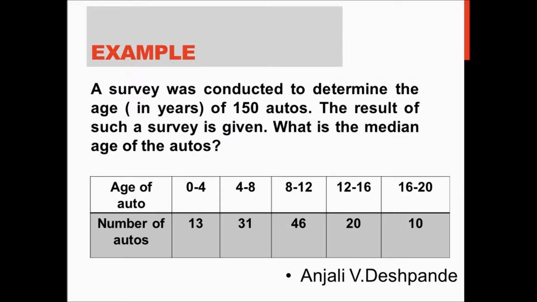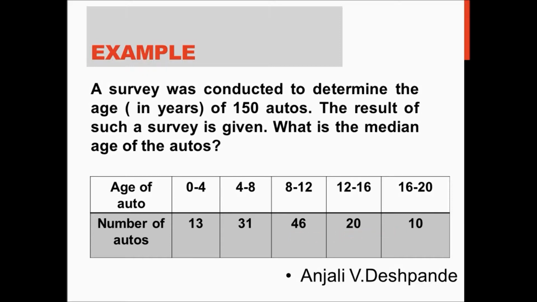So this is the example. A survey has been conducted to determine the age in years of 150 autos, and the result of such a survey is given. What is the median age of the autos? This is the age of the auto: 0 to 4, 4 to 8, 8 to 12, then 12 to 16, 16 to 20, and this is the number of autos which is given: 13, 31, then 46, 20 and 10.